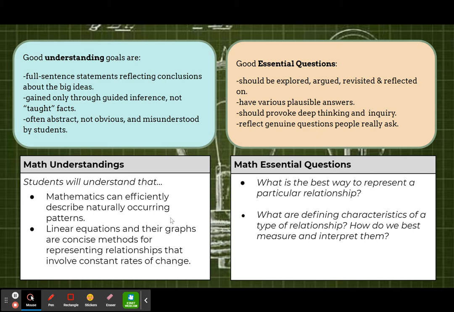Here are our essential questions. What is the best way to represent a particular relationship? That's something that can be explored, argued for sure, debated, revisited, reflected on. It could have various plausible answers depending upon the context. Like what's the best way in one situation might be different in another situation. And it's a question that people legitimately ask if they're trying to find the best way to represent a linear relationship. Our second question is this: what are defining characteristics of a type of relationship?